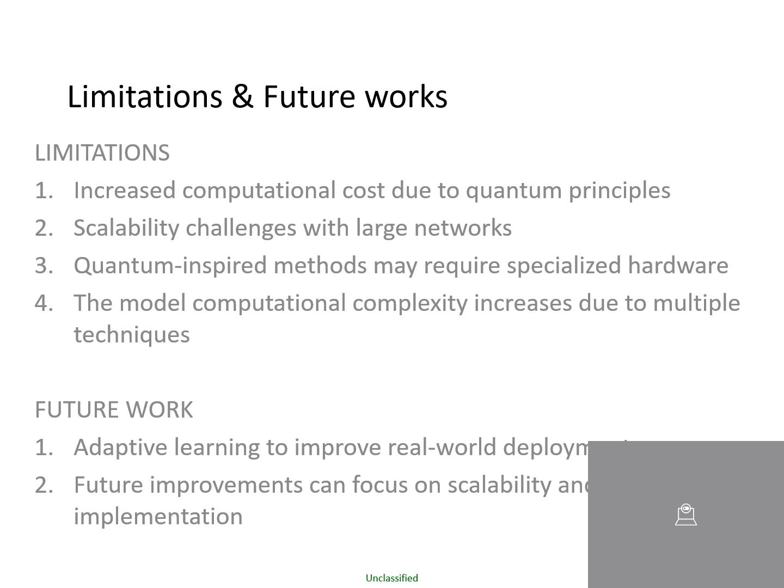Future work from the paper proposed adaptive learning to improve real-world deployment of this model. I think from the paper there was no real-world application of this model, and there were no future plans. The paper didn't highlight future plans where this model can be applied. That can be a talking point for researchers. Another future work proposed in the paper was that future improvements can focus on scalability and real-world implementations.